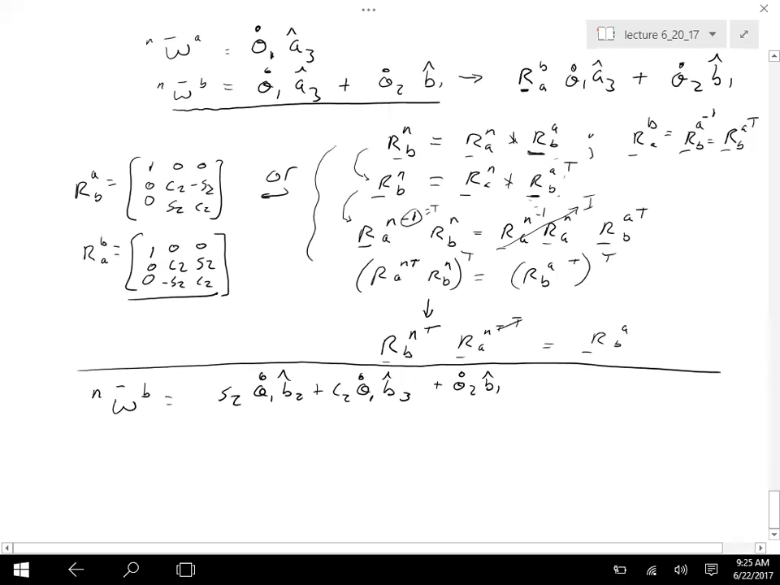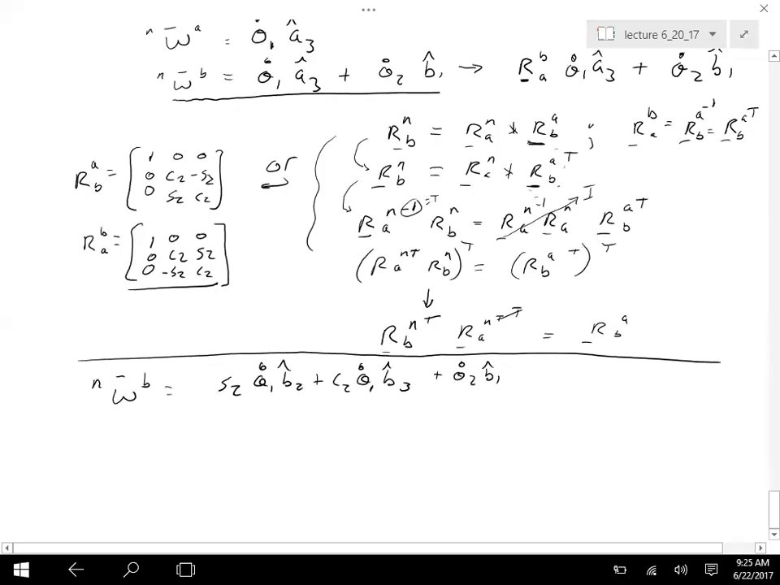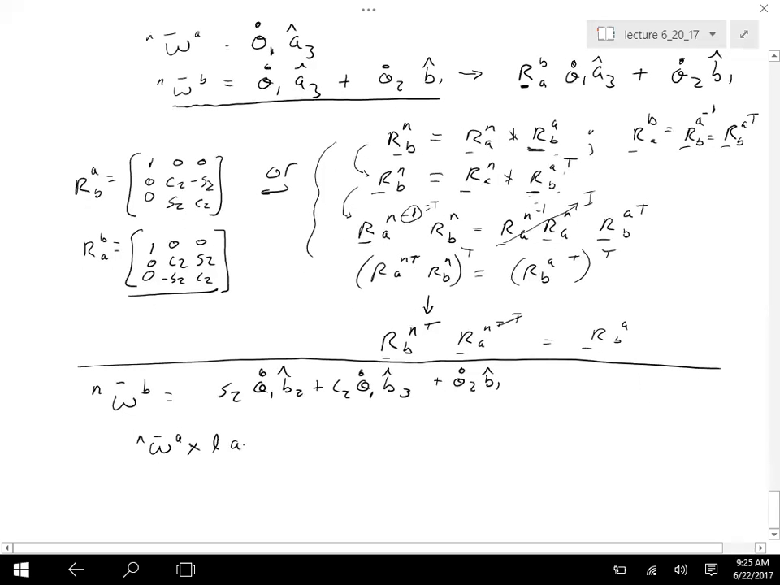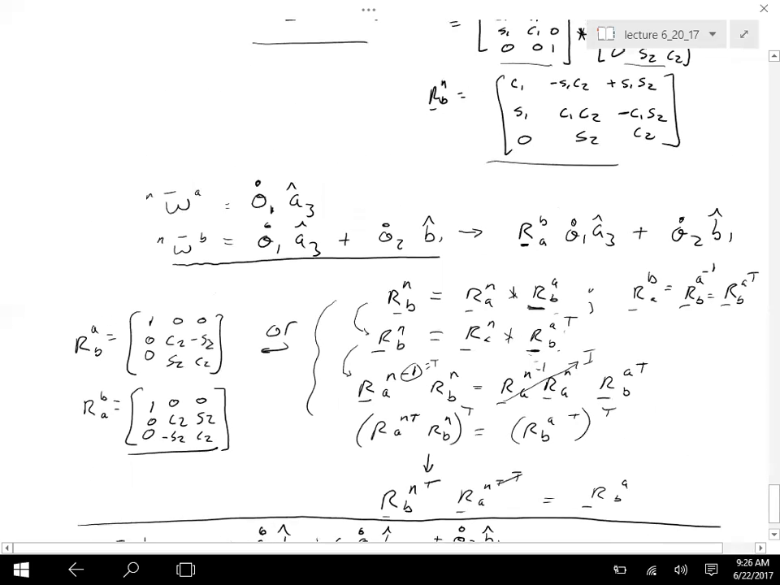Now I need to cross omega A with respect to N crossed with, was it L in the A1? And I needed this omega B with respect to N crossed with R in the B3, I think it was.